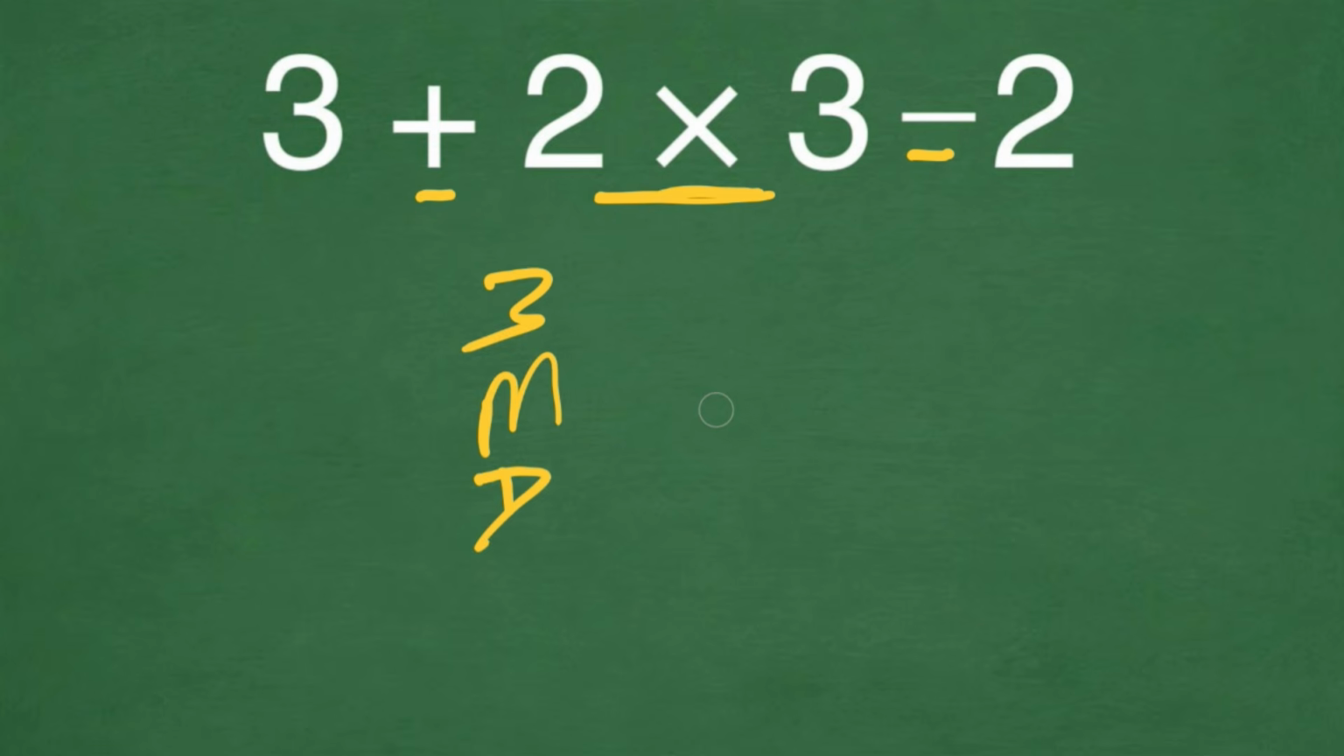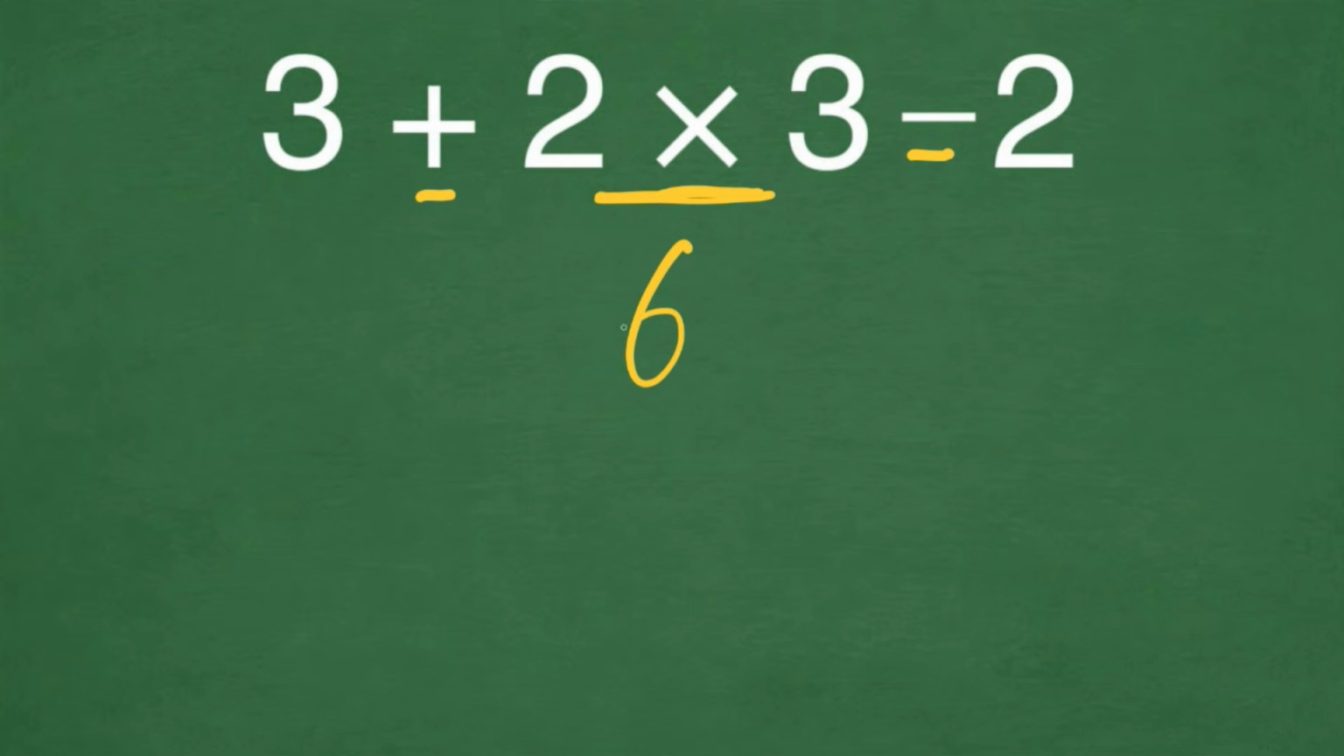So let's solve this problem. So we are going to start with the multiplication. So 2 times 3 is 6, right? So the problem becomes 3 plus 6 minus 2.